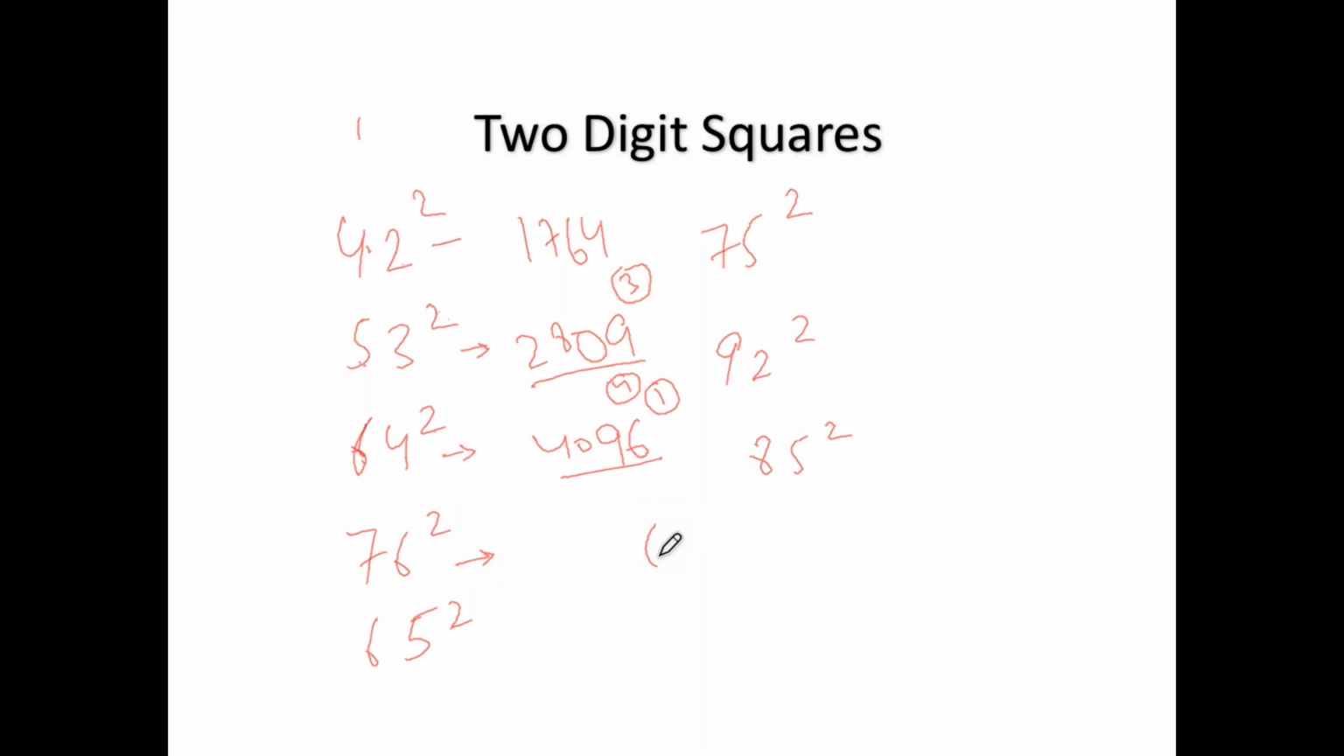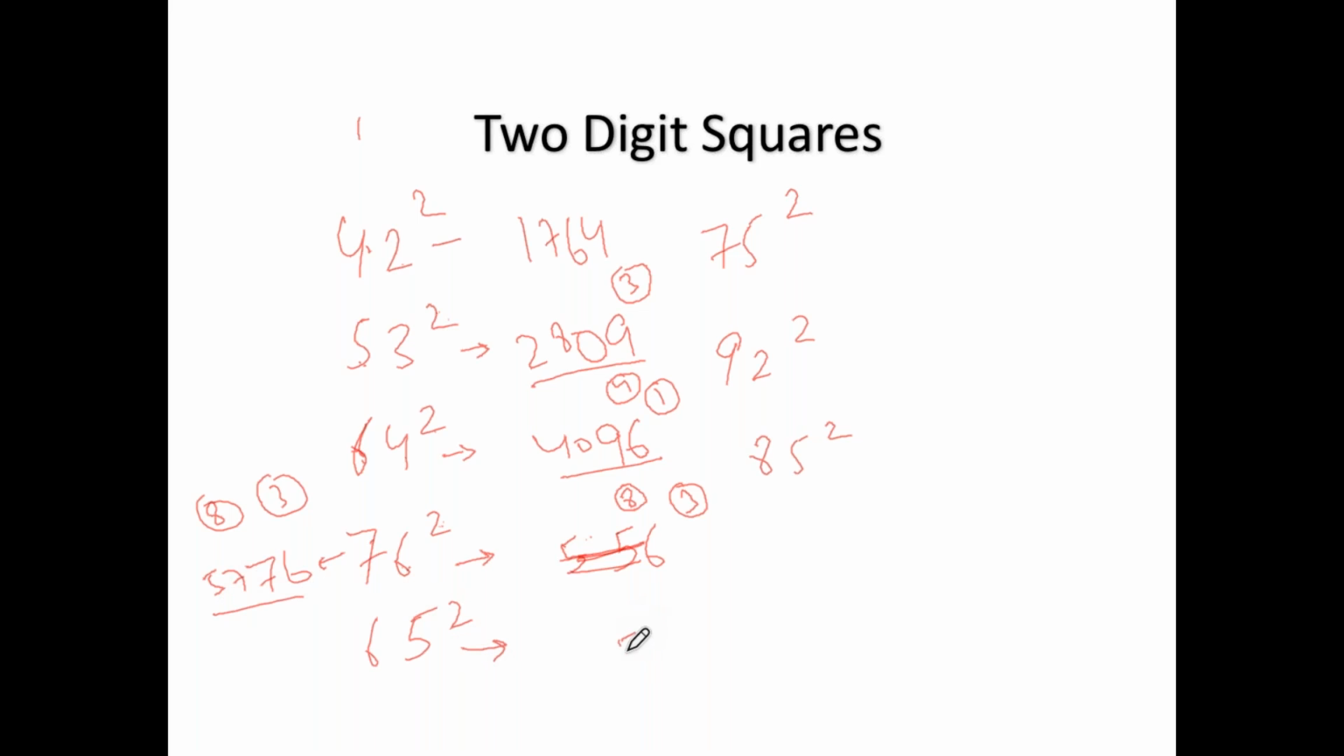Okay. 76 square. 6 square is 36. I can keep a 6 here. 3 will be my carryover. 7 into 6, 42. 42 into 2, 84. 84 plus 3, 85. I can keep a 5 here and 8 will be my carryover. 7 square is 49. 49 plus 8, it's 57. Okay, I just made a mistake in 76. Please do it again. 6 square is 36. I can keep a 6 here. 3 will be my carryover. 7 into 6 is 42. 42 into 2 is 84. 84 plus 3 is 87. You have to write a 7 here and 8 will be carryover. Okay. Now 7 square is 49. 49 plus 8 is 57. So 5776. That's the correct answer.